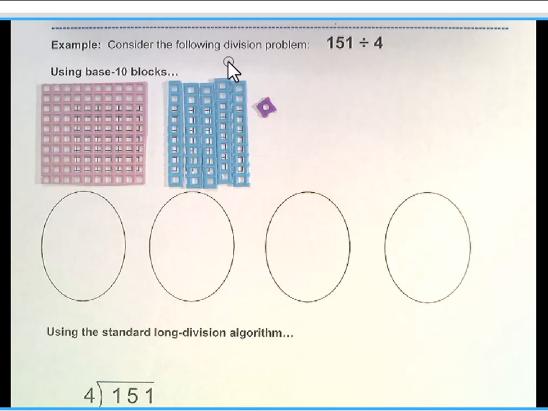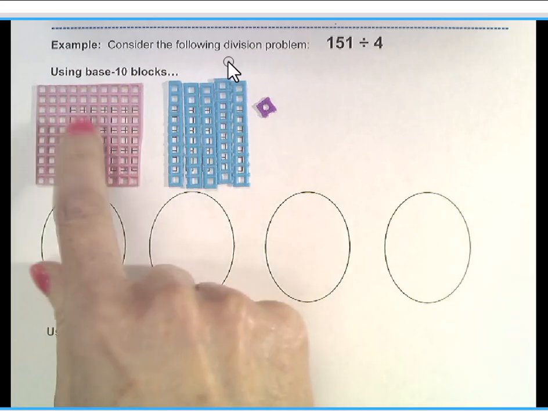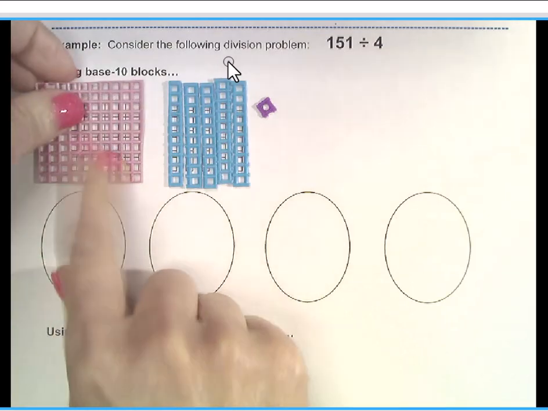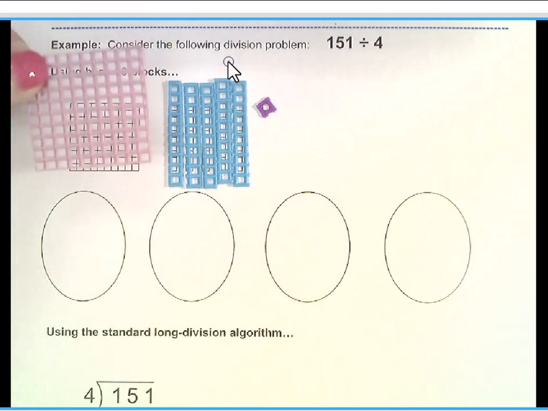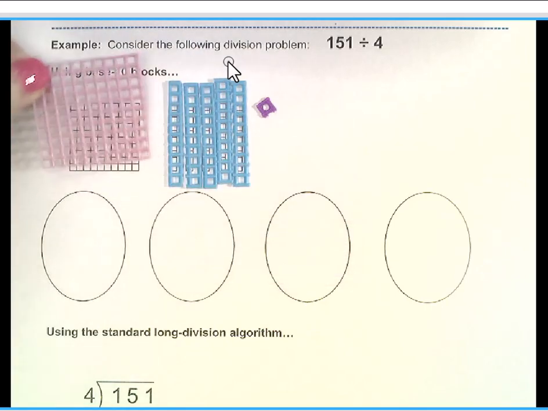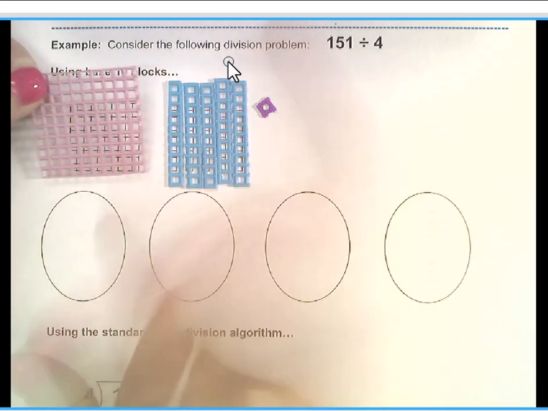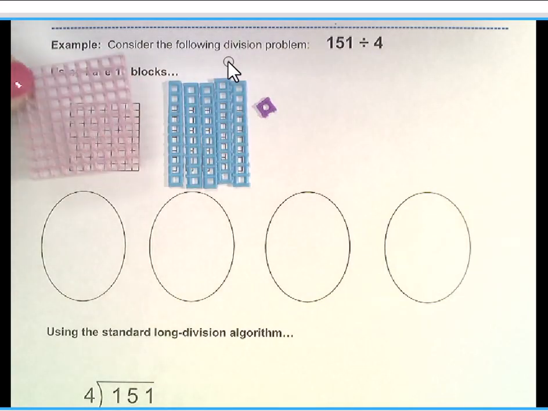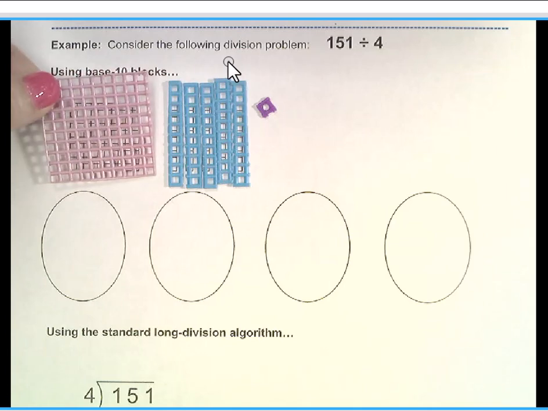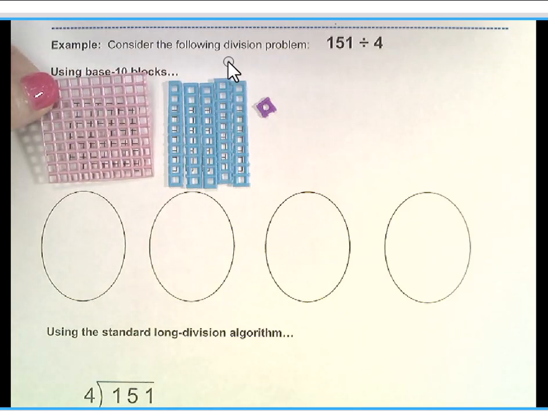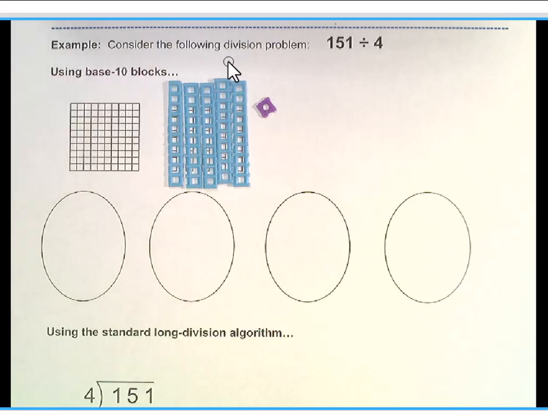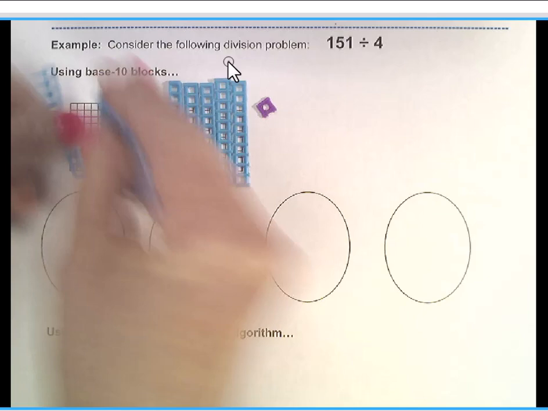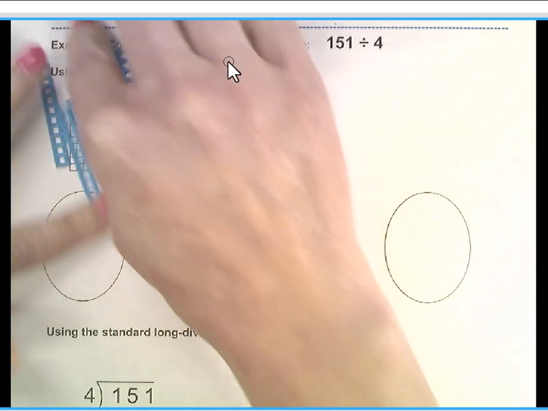So there's my 151. So the first thing you do is you try to divide the 100. Start with your biggest shape and your biggest place value. Well, I only have one of these. I can't divide it into 4, and no, I'm not going to take scissors and cut it. Okay, we can't divide this into 4 groups. So what I'm going to have to do is exchange these for 10 tens, right? So I'm going to have to turn this guy in, and I have 10 tens ready to go here. Just trust me. There's my 10 tens.